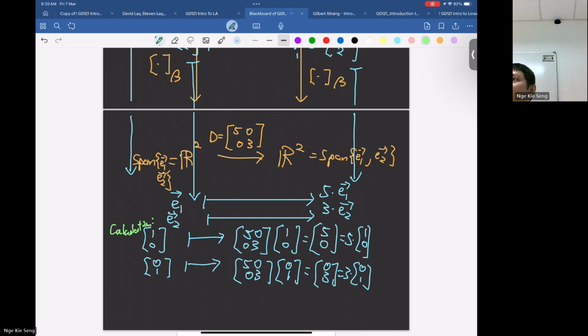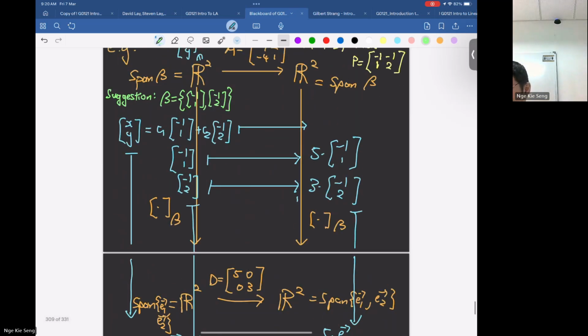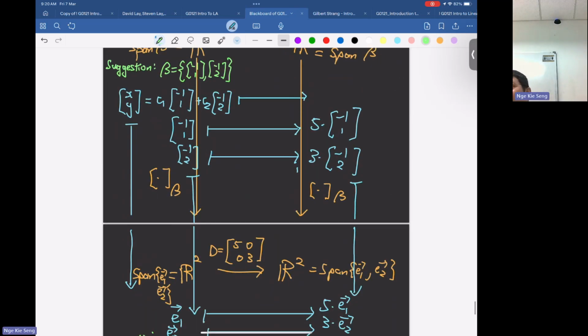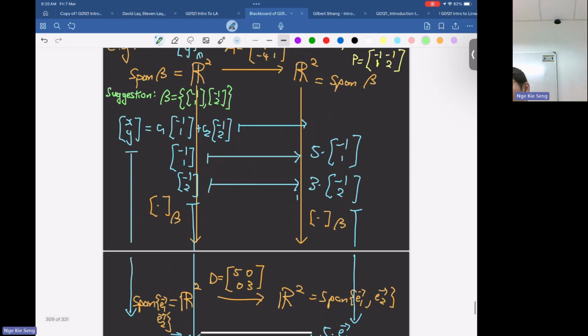Does it make sense? Can you follow so far? If you cannot follow, just ask. It's okay. I'm not saying you have to know it after one time, because this is not a very usual thing. Any question or not?